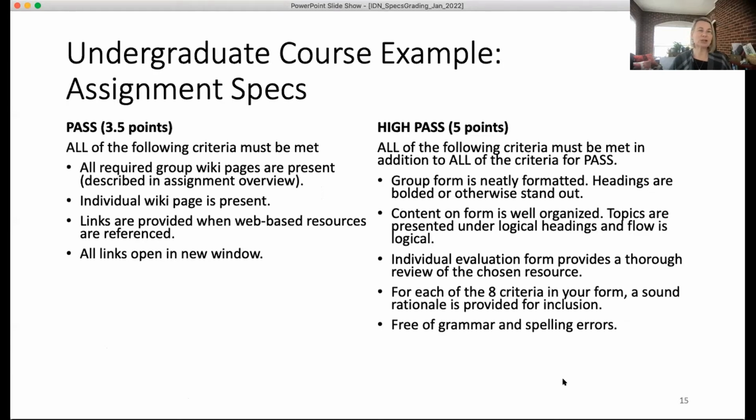And this is what it looks like when we give them specs. And there's a whole assignment description that goes along with this that I'm not going to try to cram onto a single slide. But this is an undergrad class, and we equate the passes with about a C, a high pass with an A, that's full points. And so they have to do everything for a pass and additional things, or meet additional specifications or criteria in order to get the high pass.